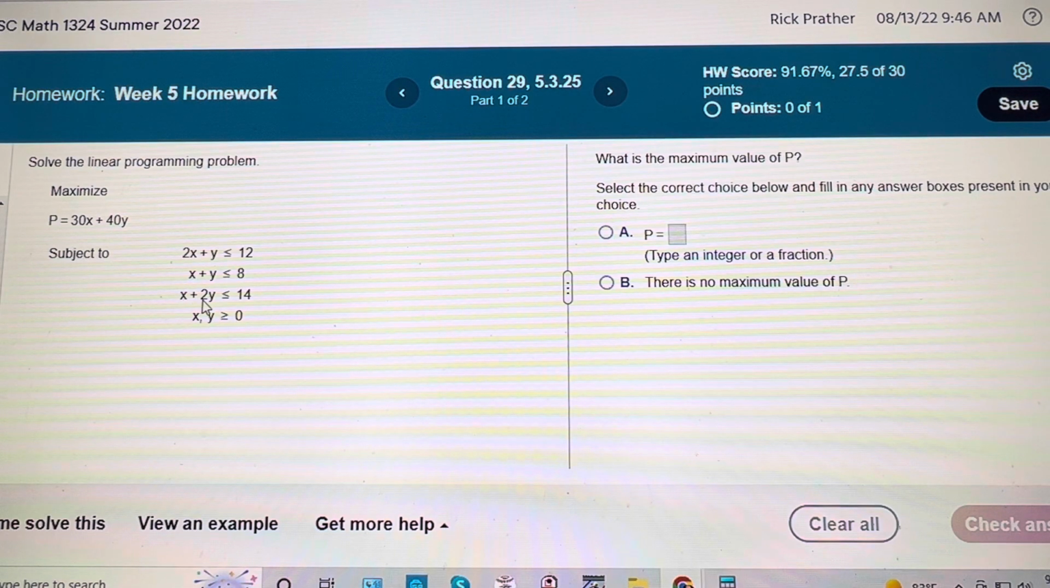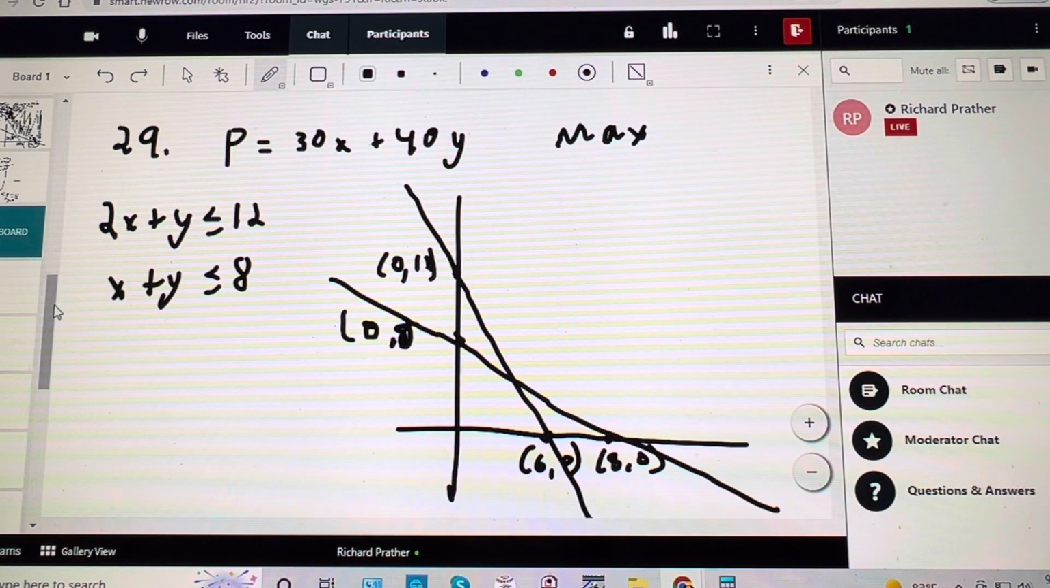x plus 2y is less than or equal to 14. If you put 0 in for y, you'll get x is 14 way out here. Put 0 in for x, 2y is 14, y would be 7.